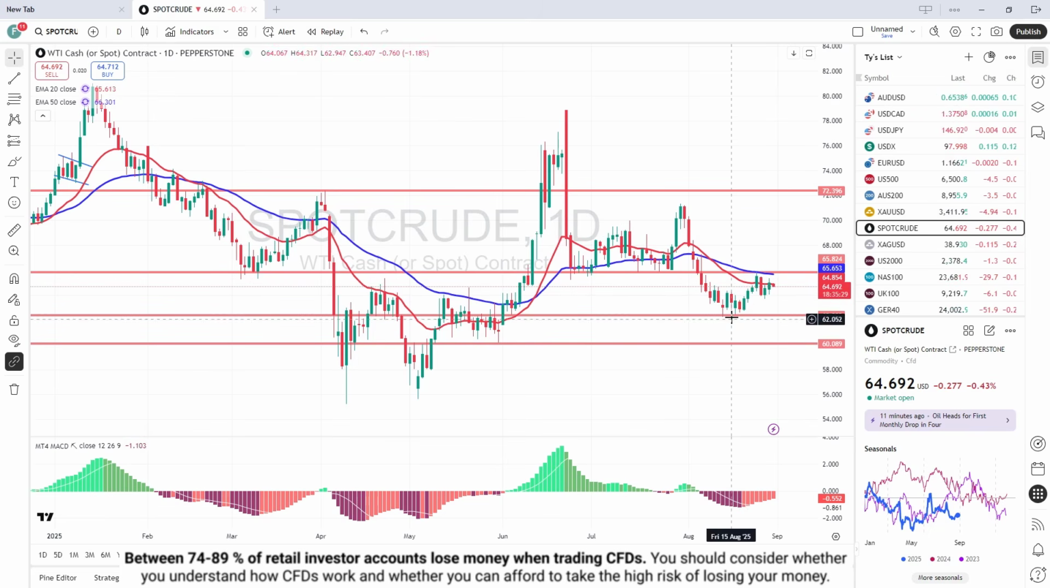But we can see already the resemblance of what could be a potential lightning bolt. All we need is a close above the 50 moving average and this area here. Anything above 66 would be very, very sufficient for that. And then I think we've got enough momentum to push up to at least that sort of 69.50 area in the first instance, and then up to 72 if we get a break.